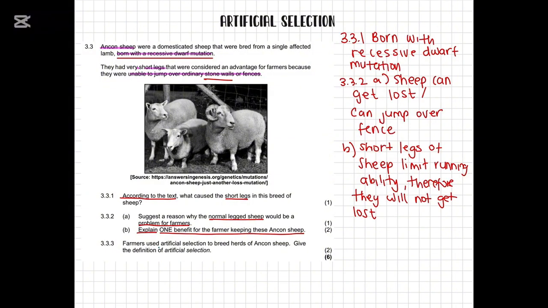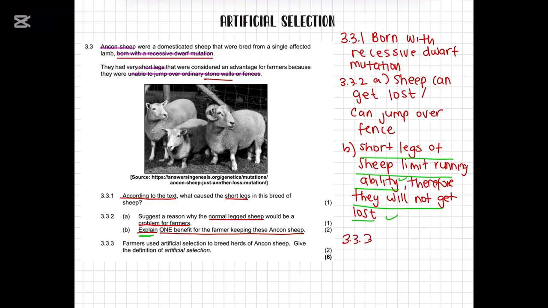Now, if you look at how we answered the question, in this case, we're explaining, we give the how as well as the why. So our how would be that they have short legs and they can't run and therefore they will not get lost.